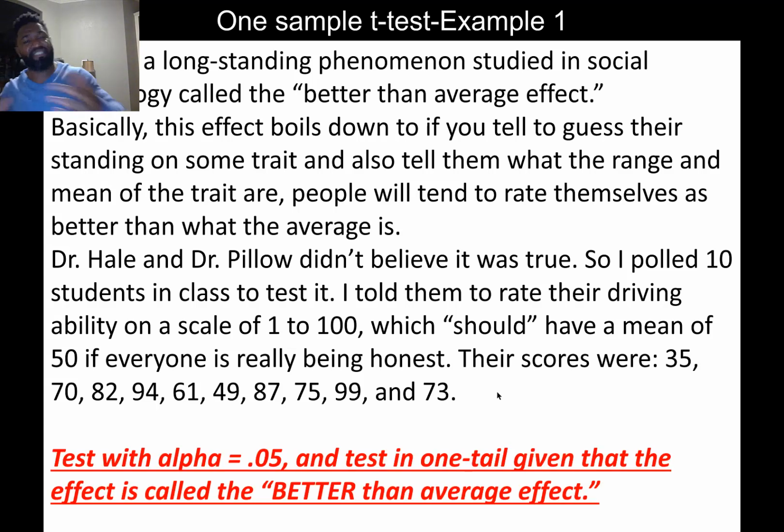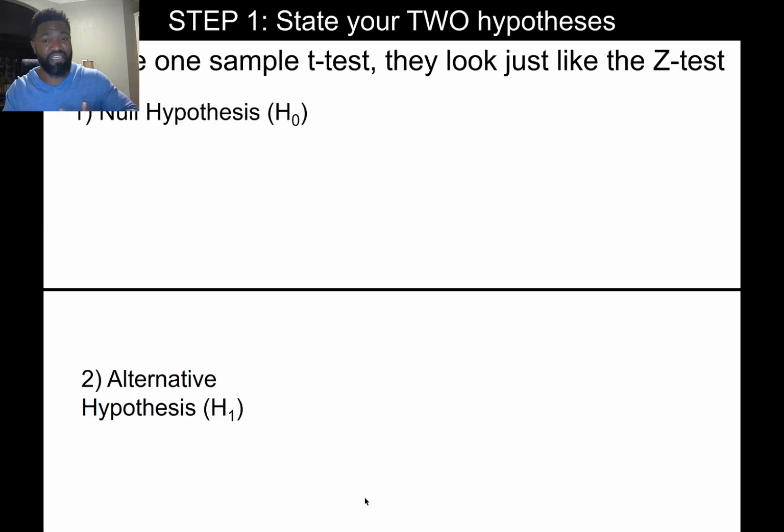Now, we're going to test whether or not the better than average effect is real using this data that these students gave us. And we're going to test it with alpha 0.05, and we're going to test it in one tail. We're going to test this in one tail because it's called the better than average effect. There's no reason to suspect that those scores are going to be worse than average. So we're going to take all that alpha, that whole 5%, and put it down on one end of the distribution, on that better end, on the right side of the distribution. So we're going to do 0.05 alpha and one tail.